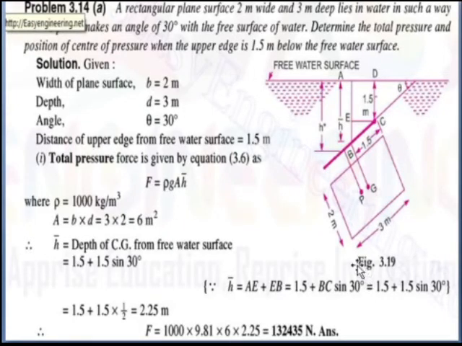For calculating the area, since it is a rectangle, the area is B into D. B is 2 meter and D is 3 meter. By multiplying we get the area, that is 6 meter square. Then h bar, which is the distance of the center of gravity from the free surface of the liquid. For calculating this h bar, consider this triangle, E C and B. Here it is a rectangular plate.